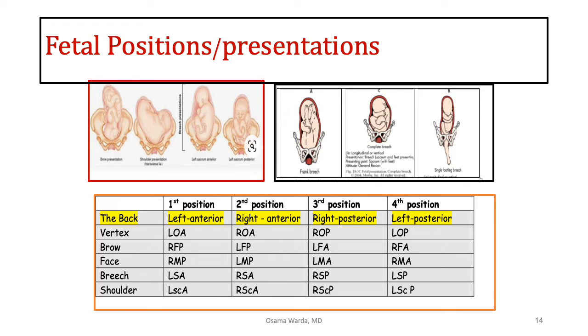The opposite occurs with face or brow presentation, because the dominator, which is the mentum or the forehead, occupies an opposite position to the back. So the first position in the face presentation is the back left and anterior. So the mentum or the face is right and posterior, and so on.